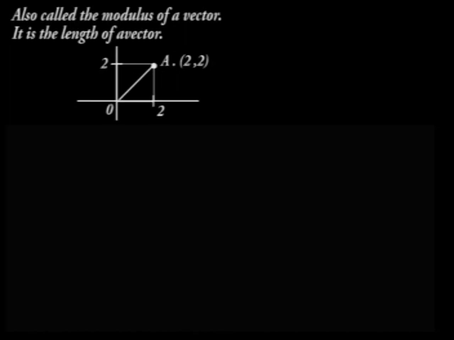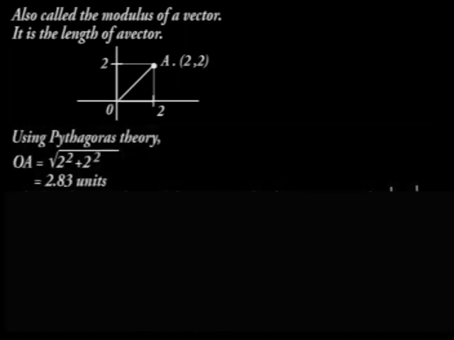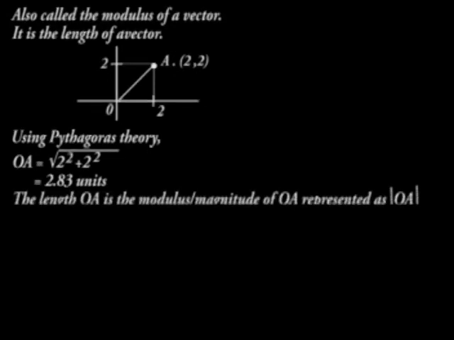Magnitude of a vector. This is also called the modulus of a vector, and it is the length of the vector. Consider the point A on the figure below. Using Pythagoras theorem, OA is given by square root of 2 squared plus 2 squared, which is 2.83 units. The length OA is the modulus or magnitude of vector OA, and it's represented as such.